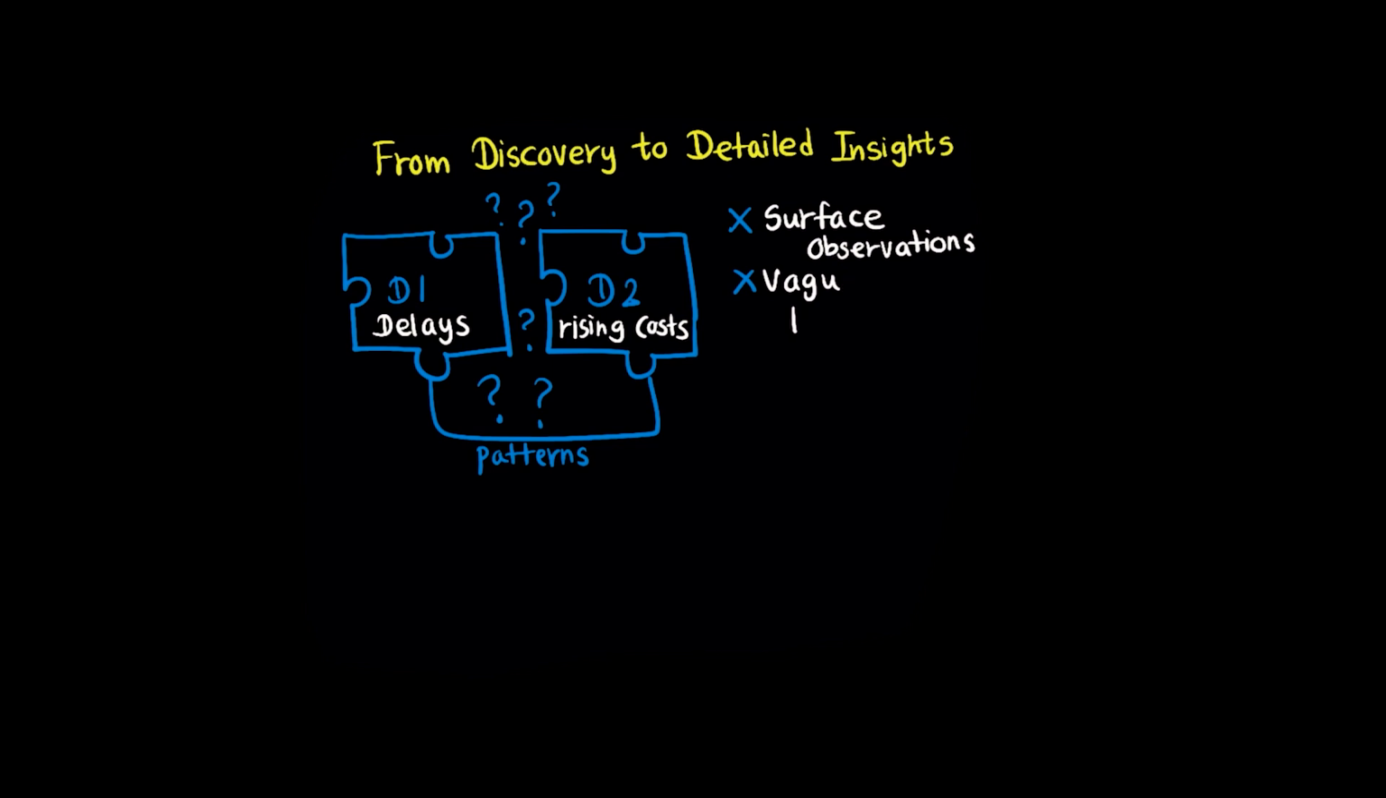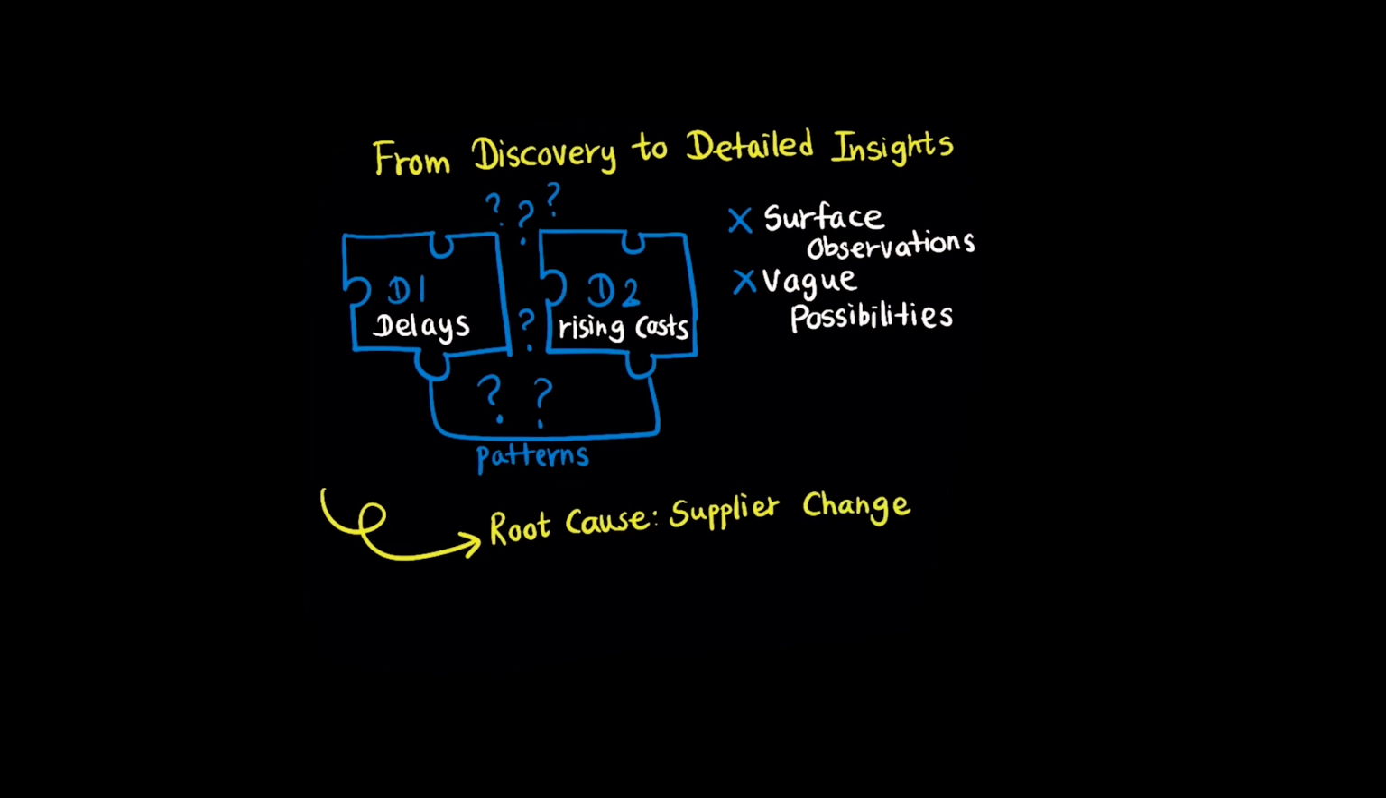General observations would just note problems exist. Vague possibilities offer no direction. But detailed specific insights, those reveal that a key supplier changed their process, creating cascade effects. This progression transforms complex confusion into actionable specific insights, enabling targeted solutions.